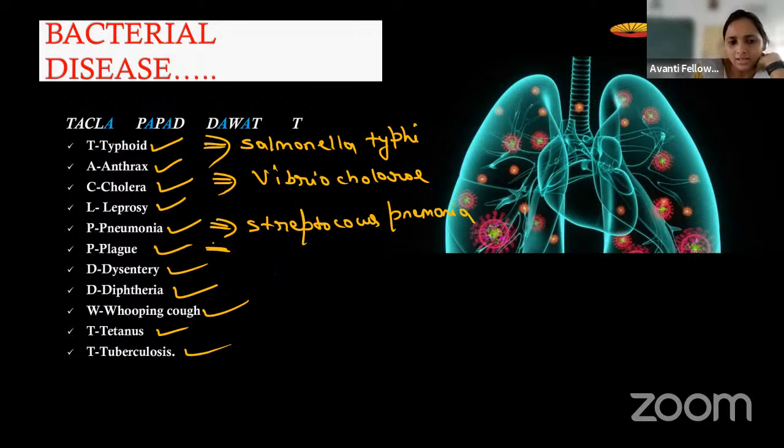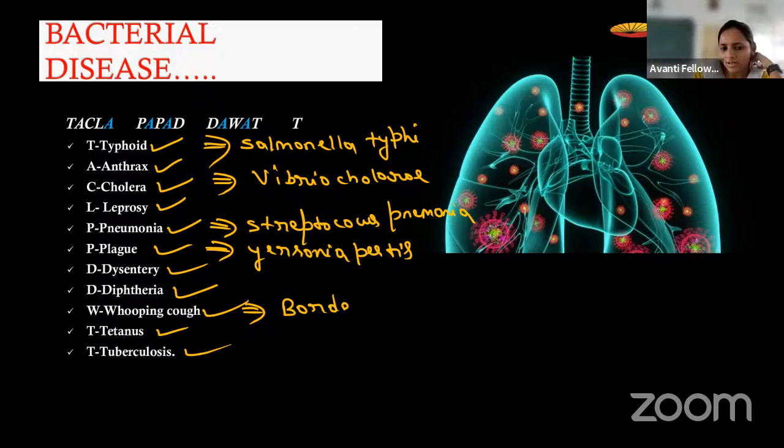Then plague is caused by Yersinia pestis. Okay, fine. Then whooping cough is caused by Bordetella pertussis. If you know other bacteria, you can tell me. So these are all bacterial diseases. You can remember these causative agents also. The things I have written in yellow are the causative agents, and the things in white are the disease names.